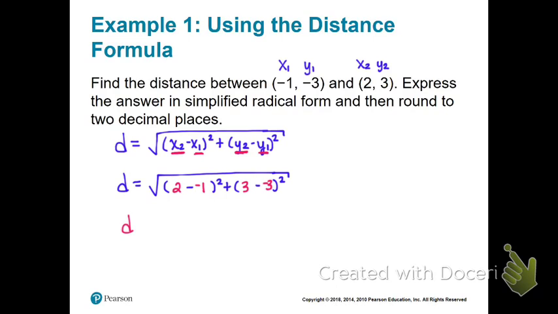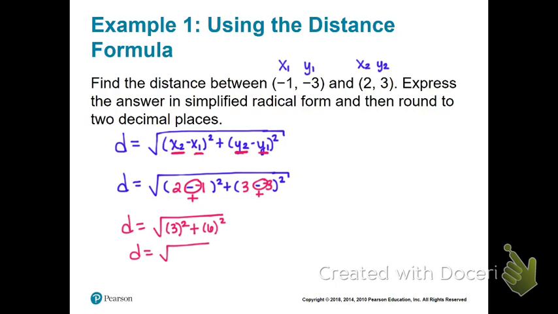Alright, so now we're going to go through here and start solving. So we have the square root of, this first one is 2 minus a -1, and minus a negative is a positive. So what's 2 plus 1? 3. And it's squared, plus, here we have 3 minus a -3, and minus a negative is a positive. Plus, so 3 plus 3 is 6, and then we're going to square it.